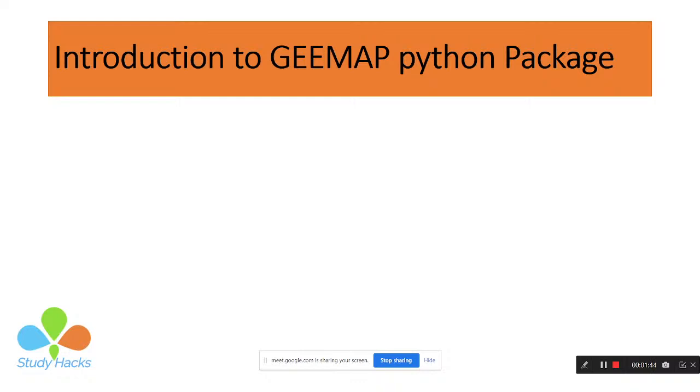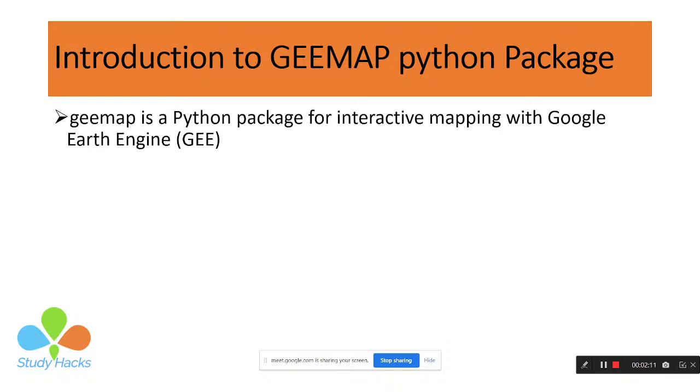Basically, this is a Python package for using the Google Earth Engine platform. When you want to use the Google Earth Engine platform with the Python programming language, then you need to use a package. This is called a Python package, and its name is geemap, or Earth Engine map. So mainly geemap is a Python package for interactive mapping with the Google Earth Engine platform.